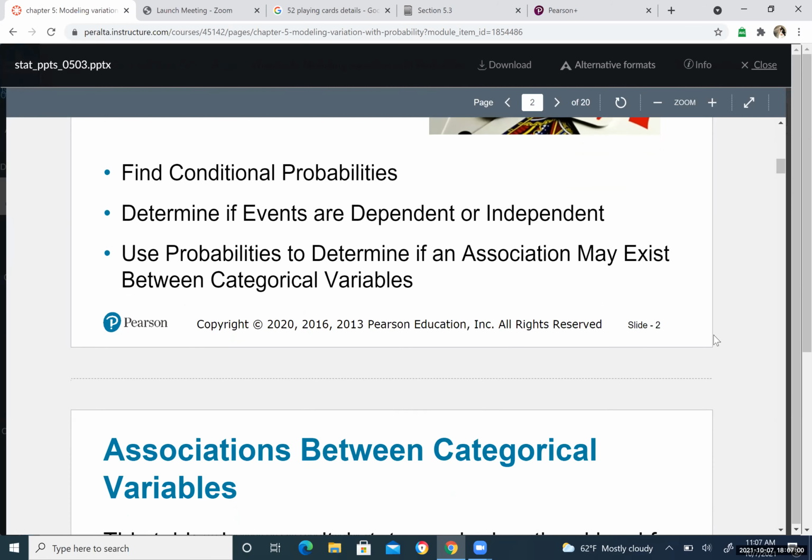And you're going to use the probability to determine if there is a relationship between variables or not. So this again relates to dependence or independence, and you will know how to identify that later on.